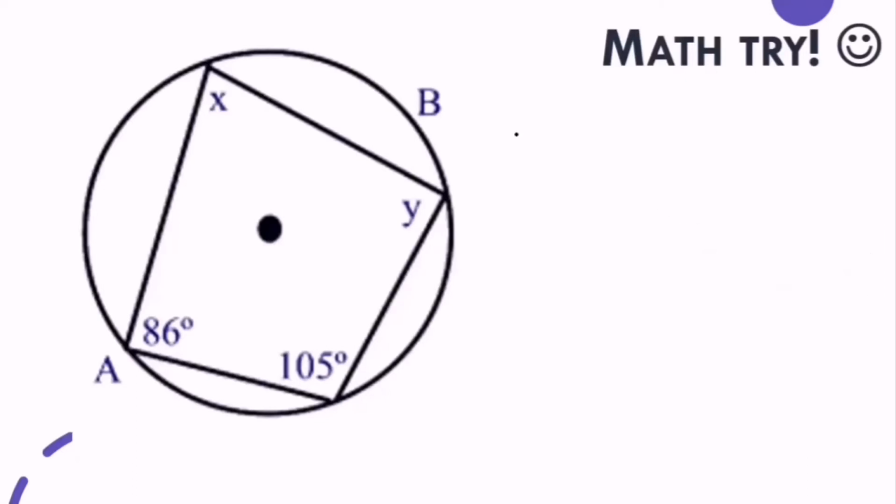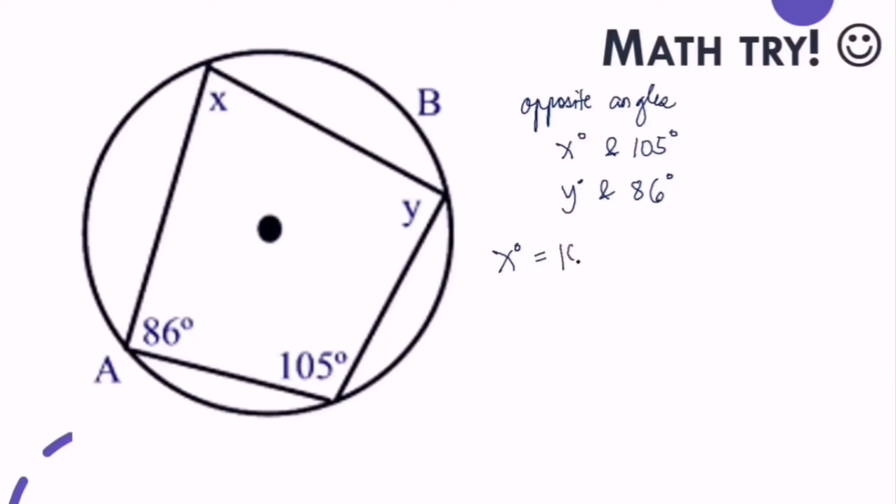So, identify first the opposite angles. The opposite angles here are x and 105 degrees, and then y and 86 degrees. To solve for x, we will have again 180 degrees minus 105 degrees. What do you think is the answer? Very good. The answer there is 75 degrees.